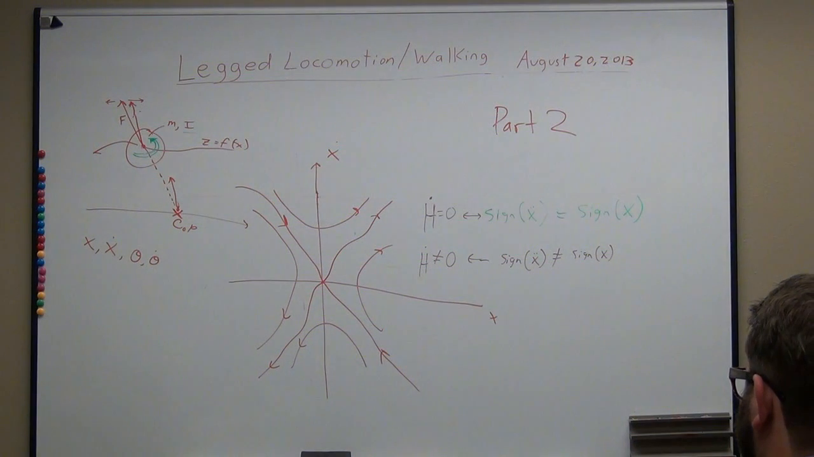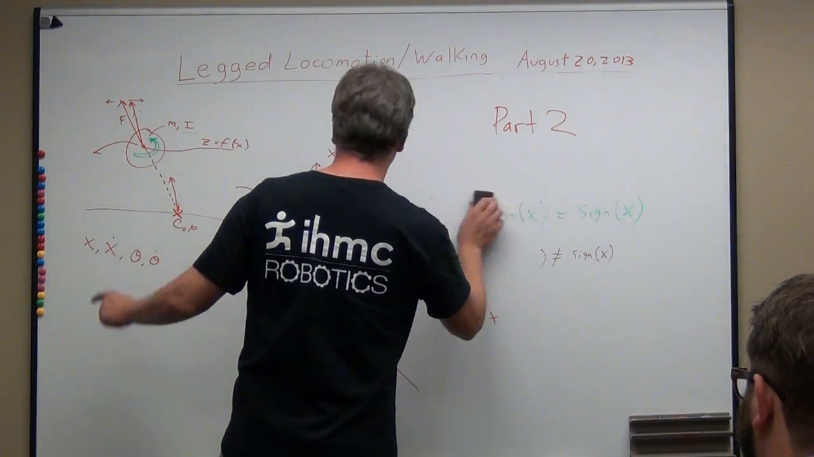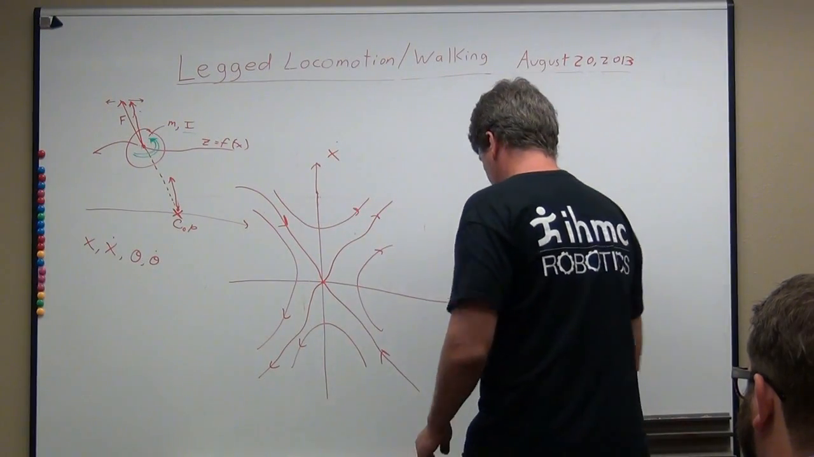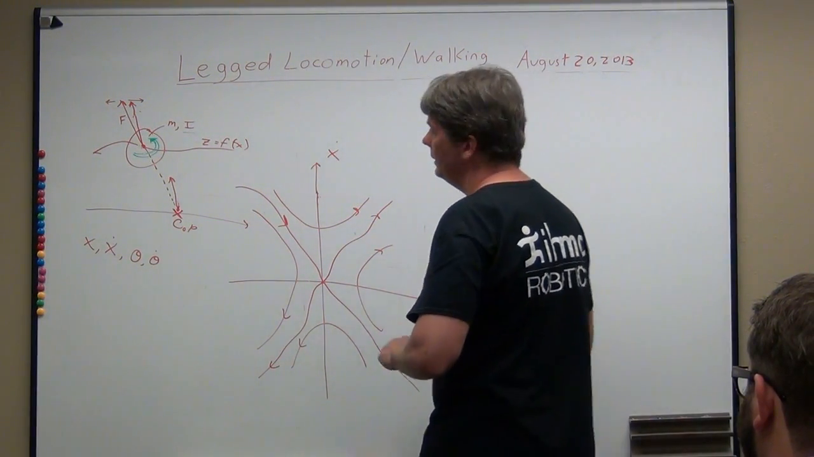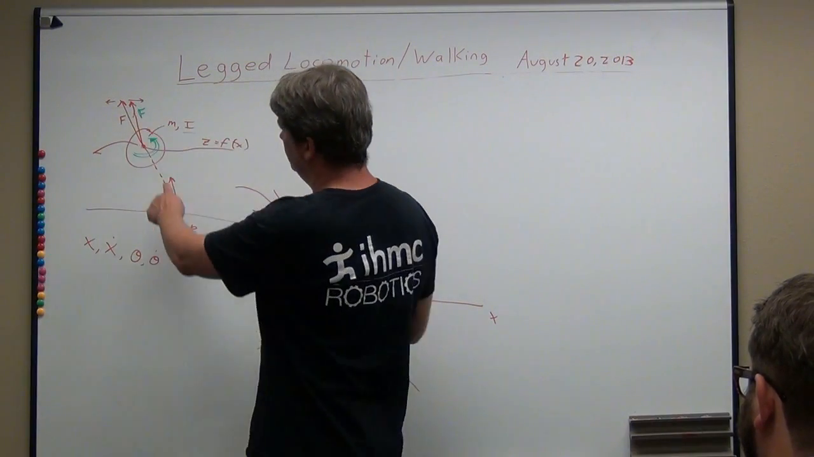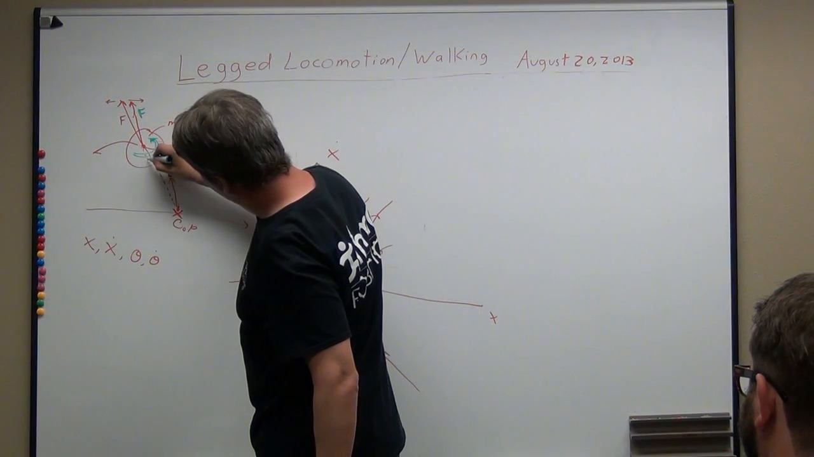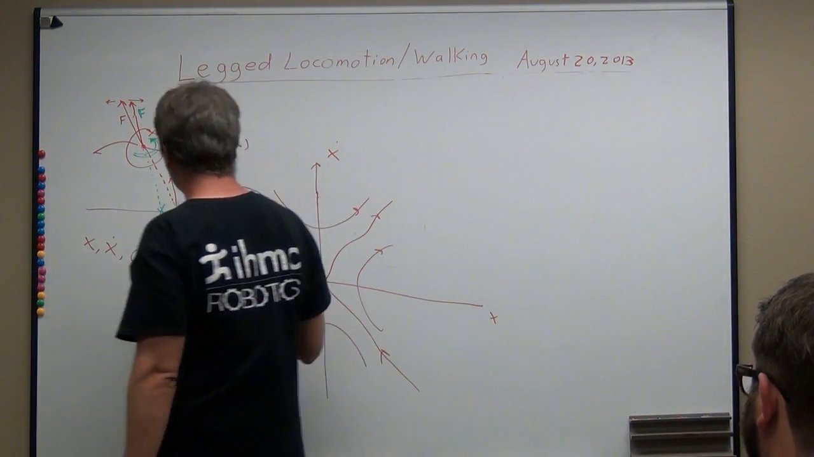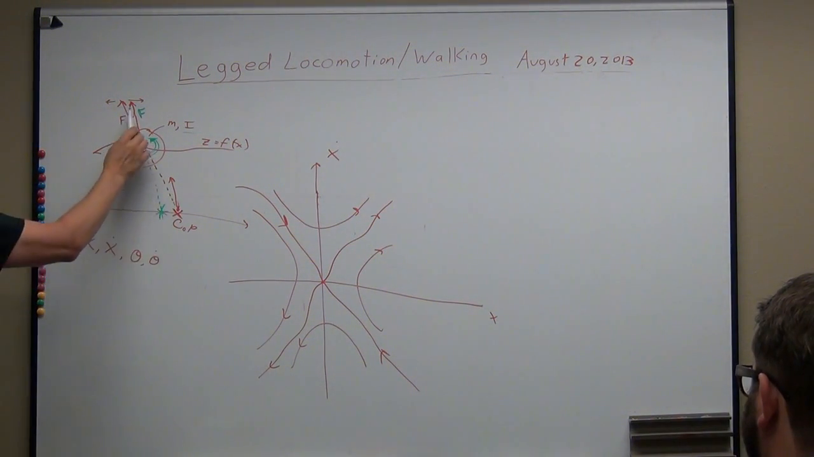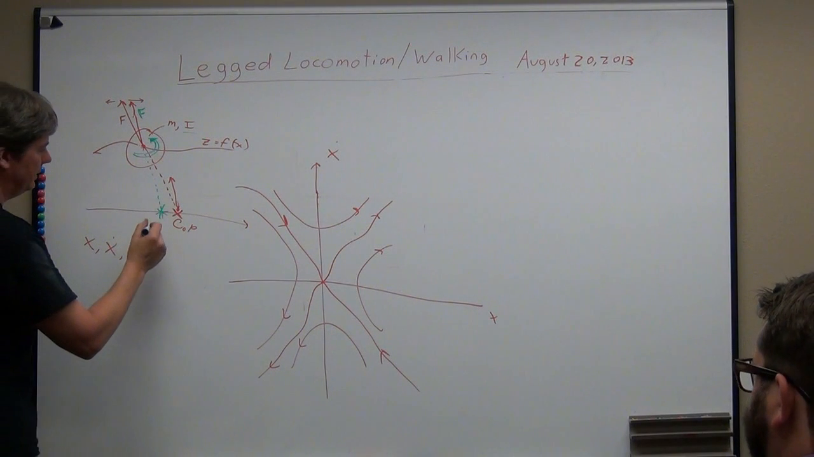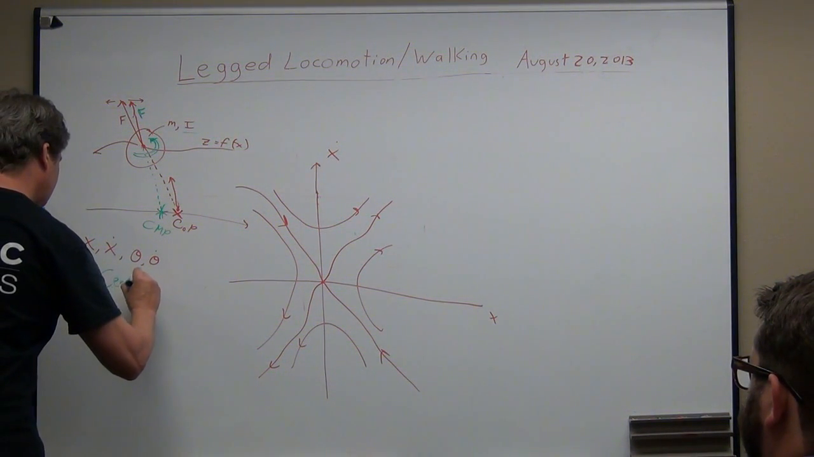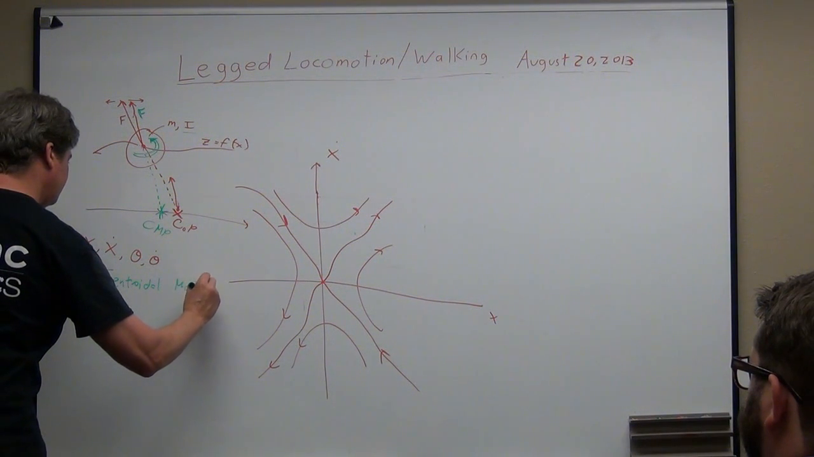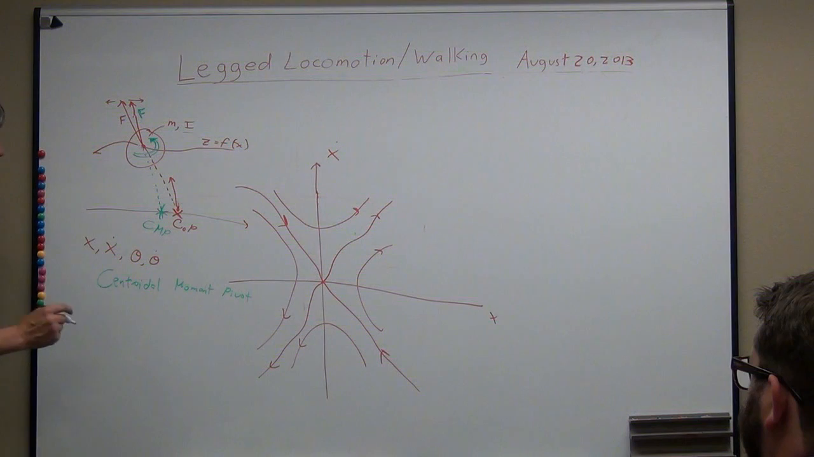Let's see here. But another way is, let's look back at this picture again. If we were to take the actual force on the mass, so this one, and project it down to the ground here, and find this point. This is kind of like the point that the force, not the torque, just the force component is emanating from. This is the centroidal moment pivot. Centroidal moment pivot.